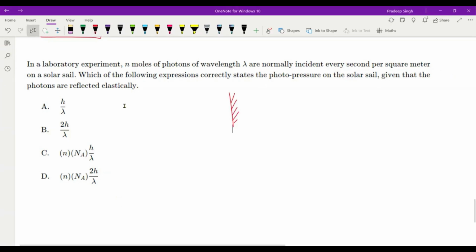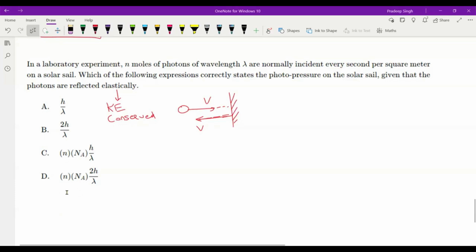Let's see, when they say photons are reflected elastically, it implies if the incoming speed is v, when it bounces off, it goes back with the same speed. That is elastic. Kinetic energy is conserved in an elastic collision. Oh, I actually got it. Is it D? Can you explain the steps?